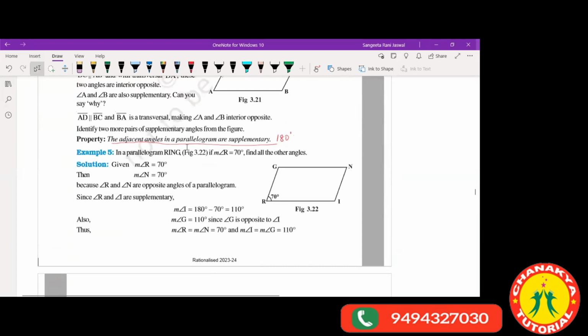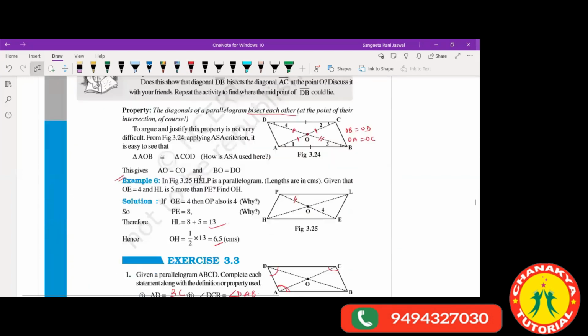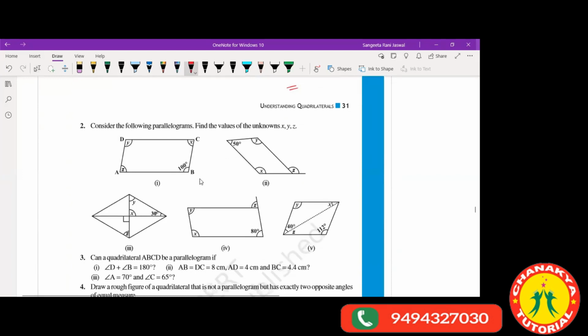See here, the adjacent angles in a parallelogram are supplementary. It's underlined here, no? We had done this. Okay, so if they are supplementary, then if this is 100, then this will be 80. We also know that opposite angles are equal, so opposite to the 80, this will be 80. And here also opposite angles are equal, so if this is 100, this will also be 100, right?